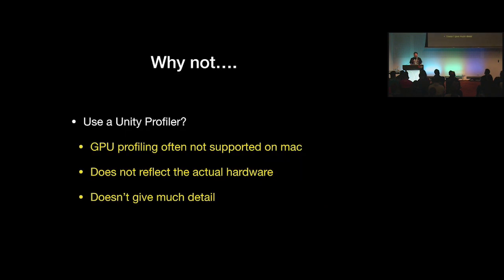So why not use a Unity profiler? Well, often when you're on a Mac, when you open it up, it just says not supported. But I wouldn't blame Unity, because I think it's an actual bug with the OS, and it doesn't reflect your actual hardware. So if you profile GPU stuff inside your game, you're profiling the GPU that's on your laptop, not the actual device itself. And it doesn't give you much detail. It's more just about what overheads are happening in the script. So if you really want to get down to it, you have to use the Xcode profiler.